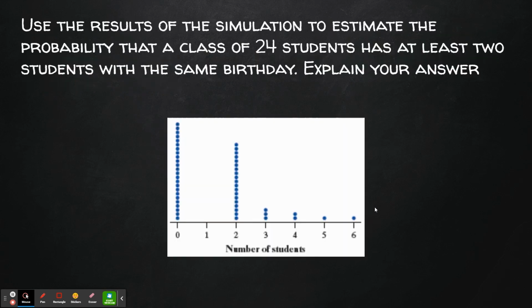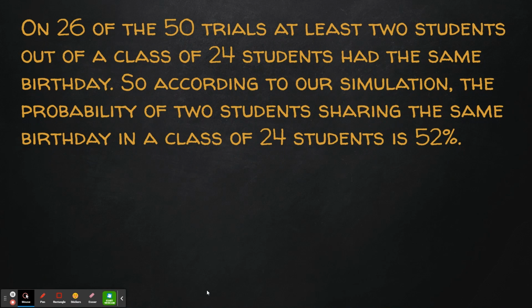Use the results of the simulation to estimate the probability that a class of 24 students has at least 2 students with the same birthday. Explain your answer. Well, since there were 50 total trials here, we would take the number of trials with 2 or more students sharing the same birthday and divide that by the total number of trials. If we counted up all those dots, we'd find out that 26 of the 50 trials had at least 2 students out of the class of 24 students having the same birthday.